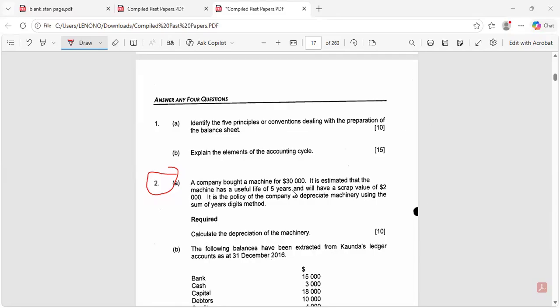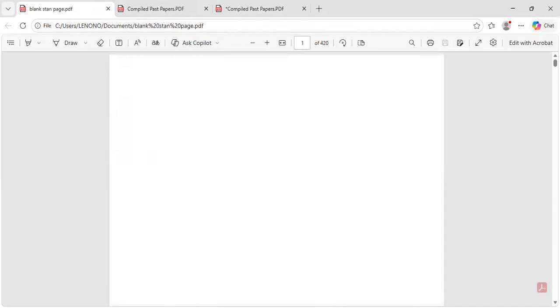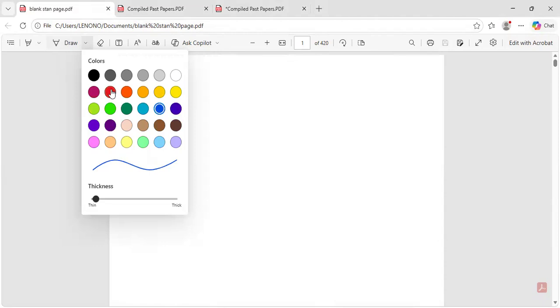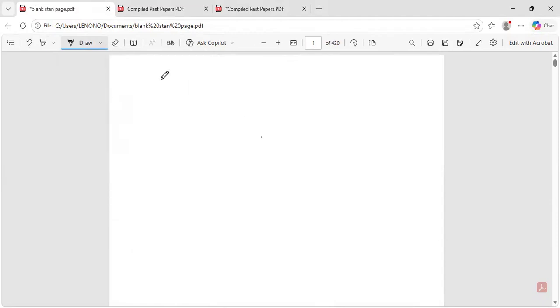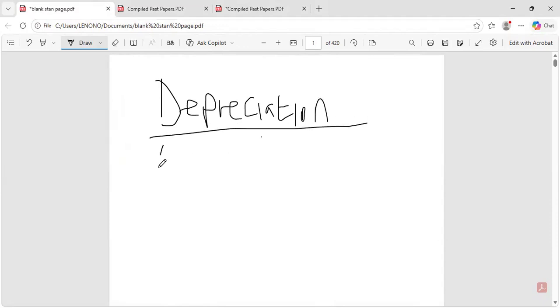Okay, so let's do questions to do with the aspect of depreciation. When you talk about depreciation in accounting, depreciation is just the loss in value of assets.